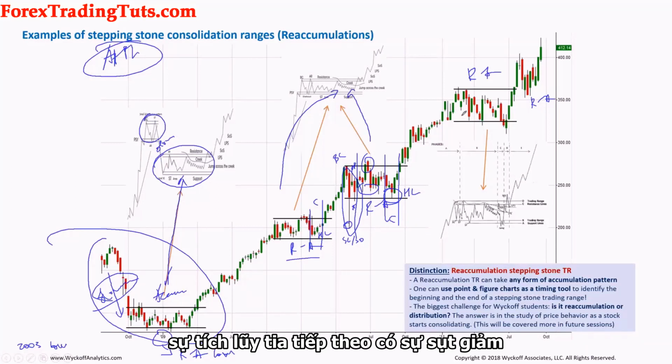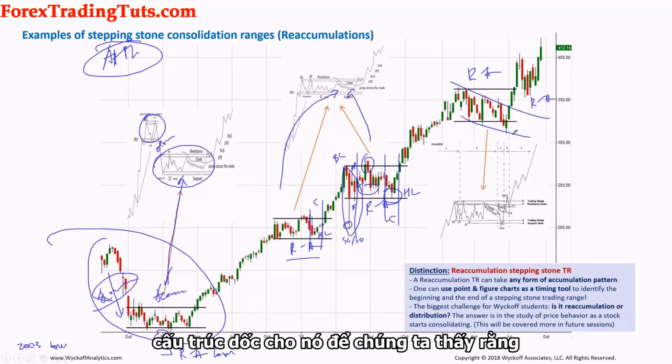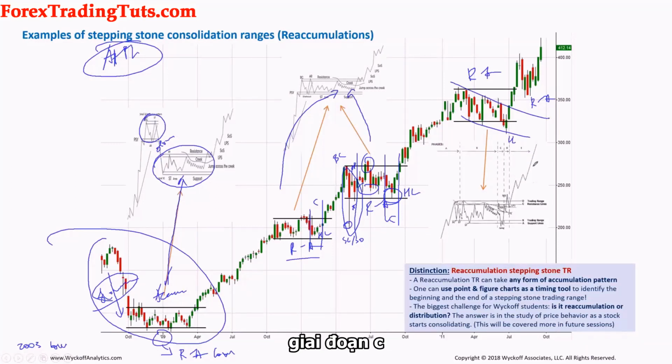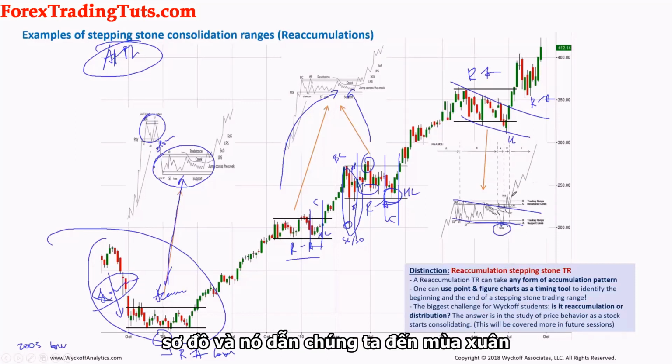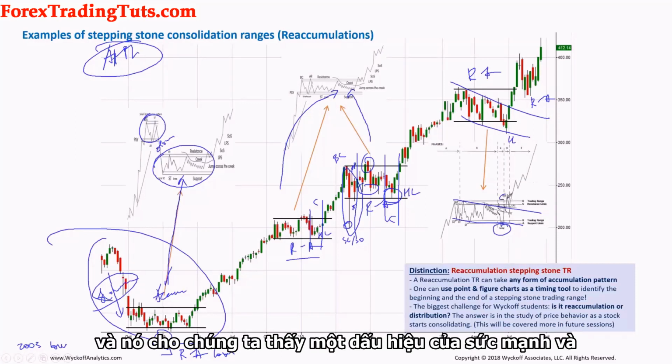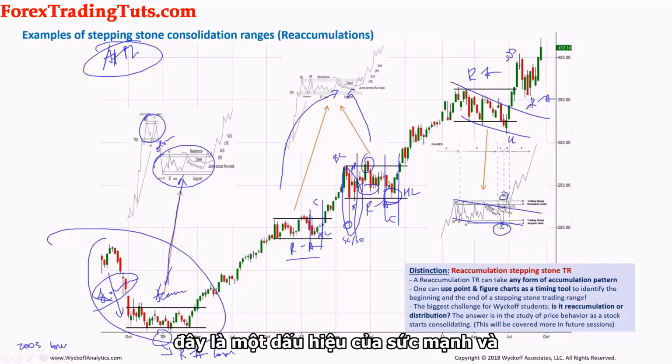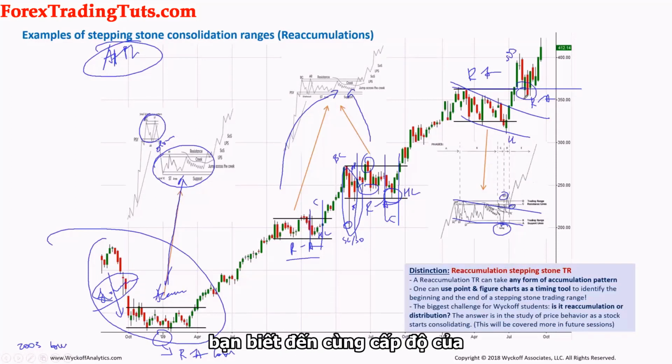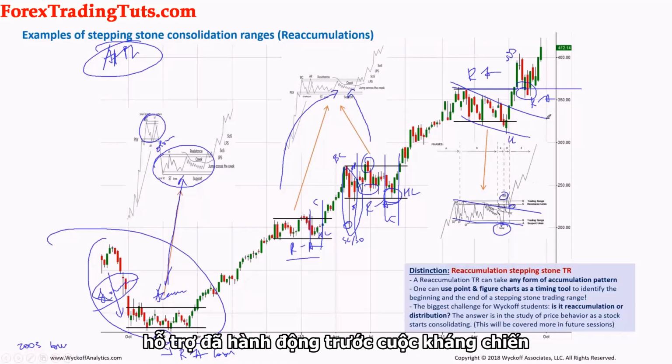The next reaccumulation has a downsloping structure to it, so we see that phase C is a lower low, like right here, like in this schematic, and it leads us to the spring, and it shows us a sign of strength, and here is a sign of strength, and the backing up action that's going to back up to the same level of the support that acted before as a resistance.